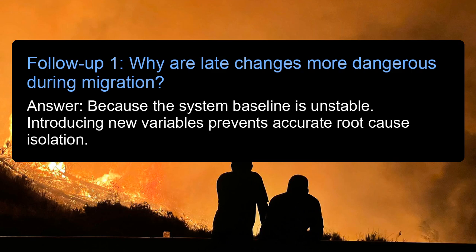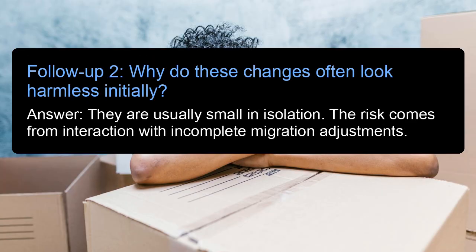Follow-up 1. Why are late changes more dangerous during migration? Answer: because the system baseline is unstable. Introducing new variables prevents accurate root cause isolation. Follow-up 2. Why do these changes often look harmless initially? Answer: they are usually small in isolation. The risk comes from interaction with incomplete migration adjustments.